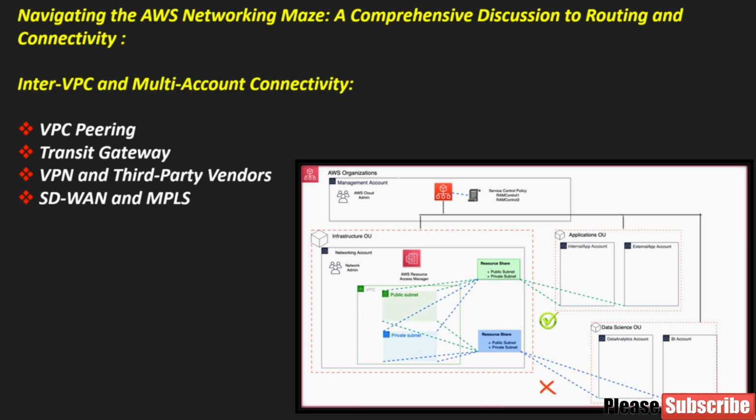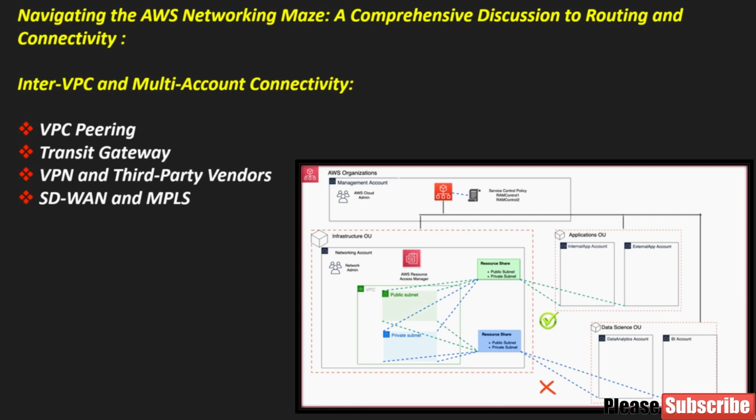The first point, inter-VPC and multi-account connectivity. Starting with VPC peering, as I told, VPC peering enables the connection of multiple VPCs within the same or different AWS accounts, allowing them to communicate as if they were part of a single network instance. And this feature is instrumental in creating a seamless and secure environment for inter-VPC communication. The second will be Transit Gateway.